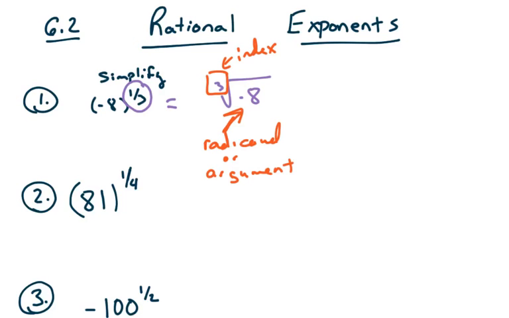So whatever the index is, if it's odd, then it's okay for the radicand or the argument to be negative. So the answer here, if you haven't come to the conclusion already, is -2, because -2 times -2 times -2 is -8. In number 2, this means the same thing as the 4th root of 81, but the question is asking what number times itself 4 times gives me 81, and that number is 3.